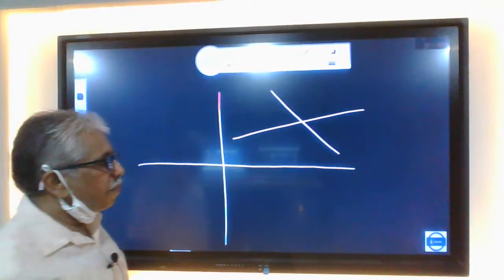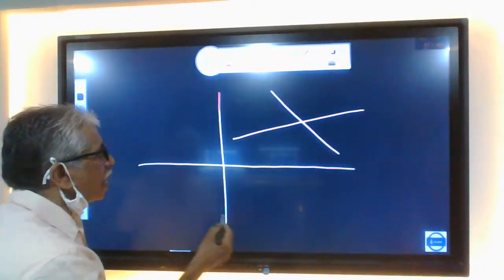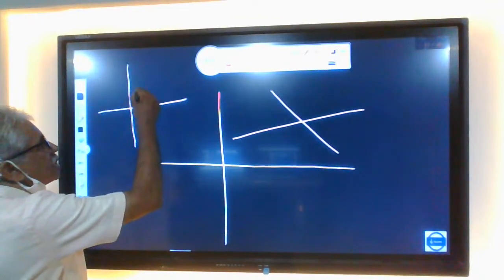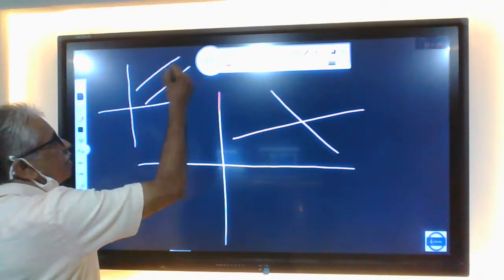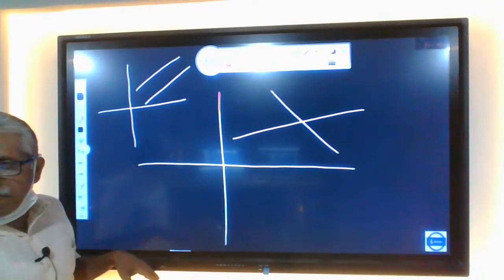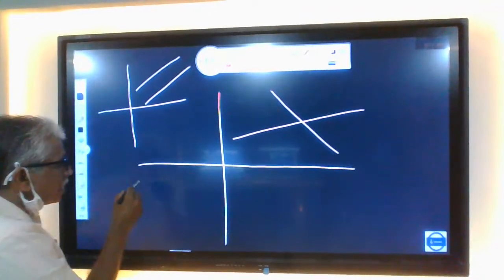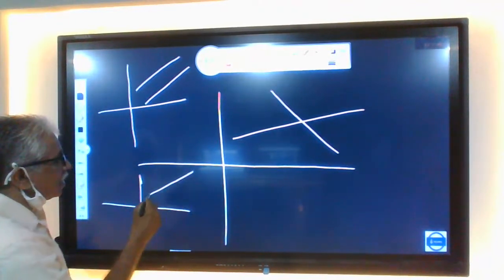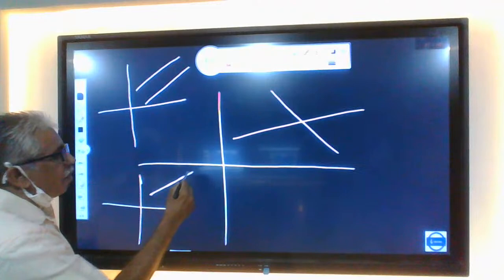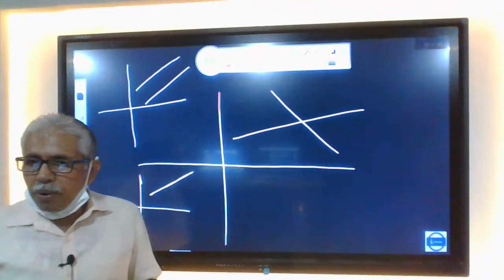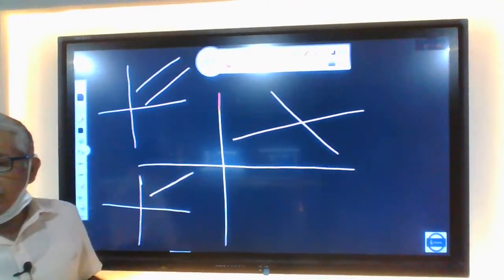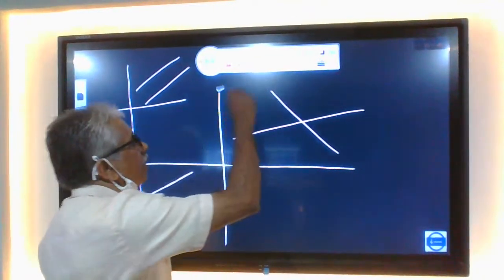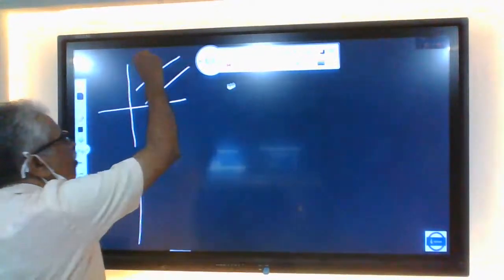Another case is that the two straight lines are parallel. I'll draw a smaller graph for it. The two straight lines are parallel, extended to both sides to infinity. And another case is that the two straight lines are coinciding, one over the other. So how can these be written using conditions, as we did earlier?